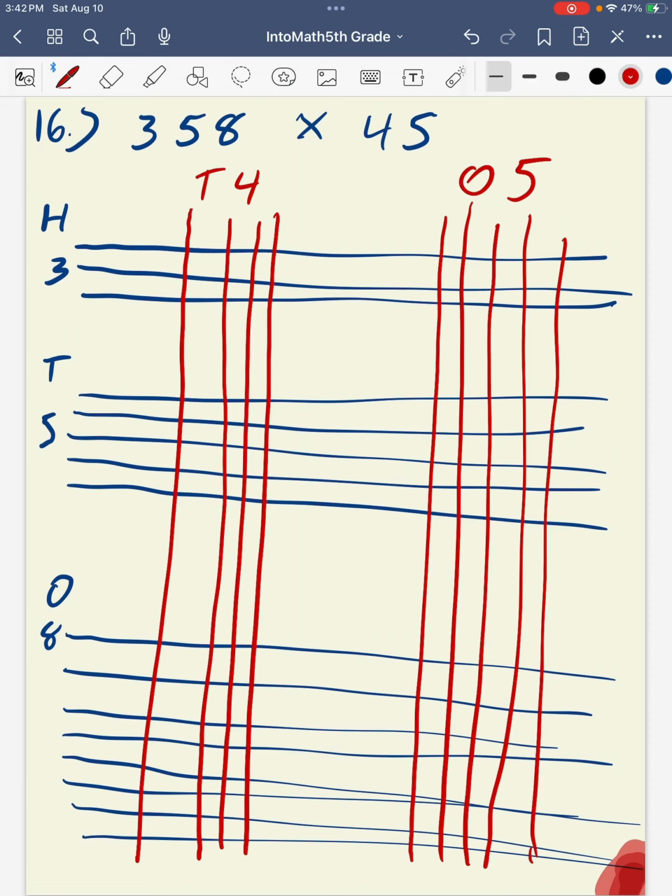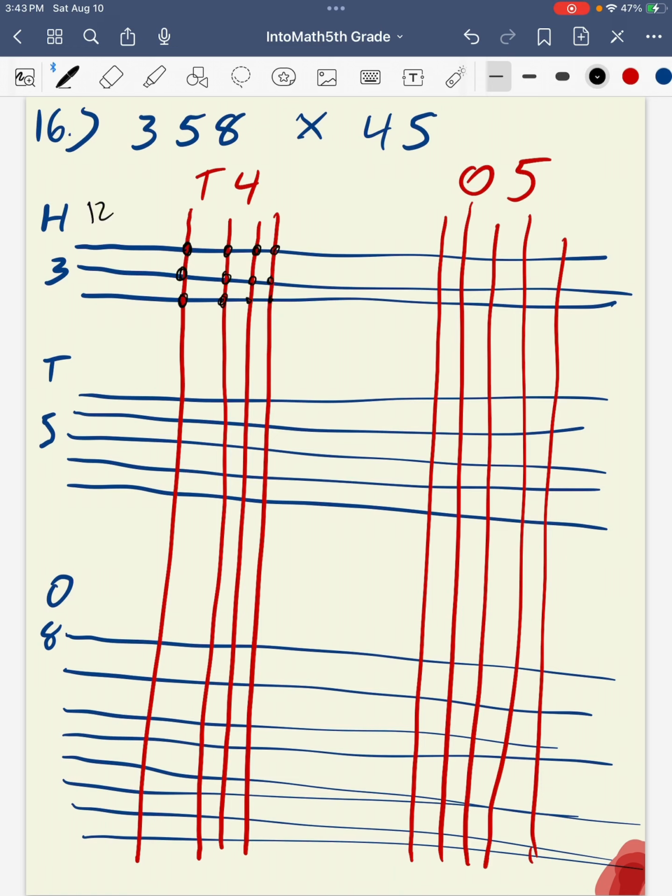The last strategy I'm going to show you is the stick method, where we break up 358 times 45. For the stick method, I have drawn out 3 blue lines for my 300, 5 blue lines for my 5 tens, 8 blue lines for my 8 ones. Then I did my 4 red lines for my 40 and 5 red lines for my 5. When I do this, I count up the number of points that intersect, and then I add them all together.